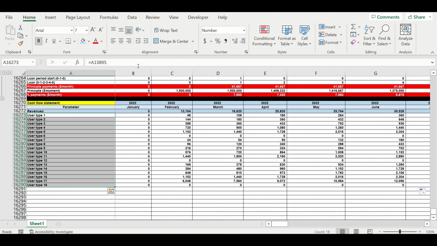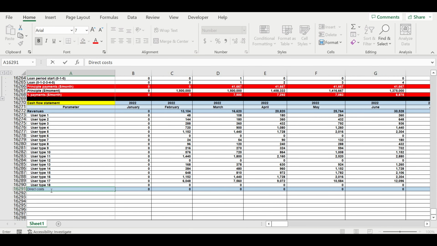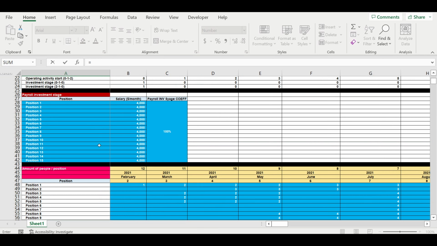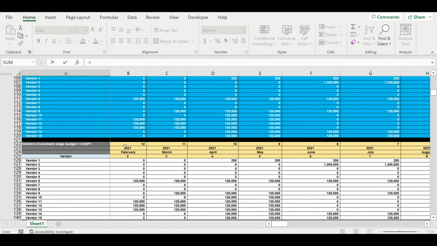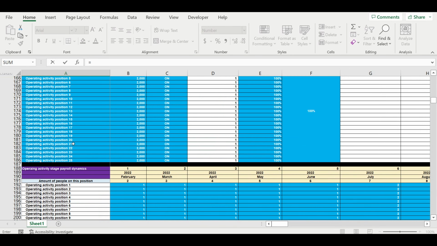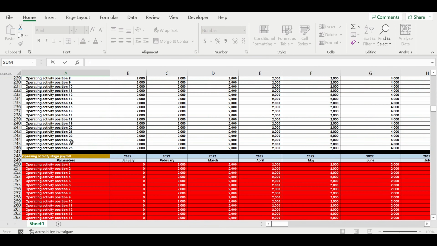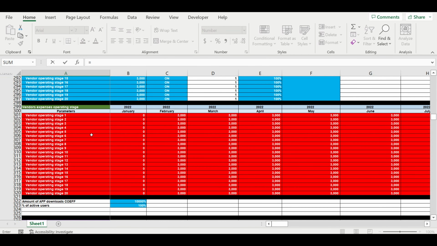Then we are moving to direct expenses. So the next block is direct costs. Once again, what we are doing is going to the top and traveling from the top. So this is the investment stage expenses. We are not taking them at this time, we will just be waiting. Then vendors investment stage, these are the investment stage expenses. Operating stage payroll is a payroll. And then operating activity stage payroll. Vendors expenses operating stage, so these are fixed expenses.